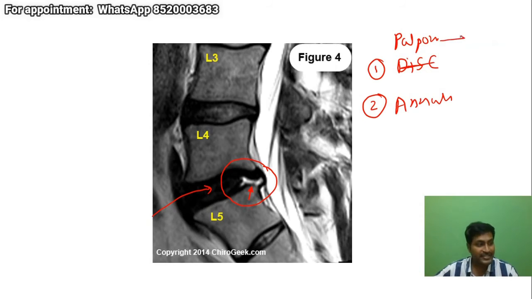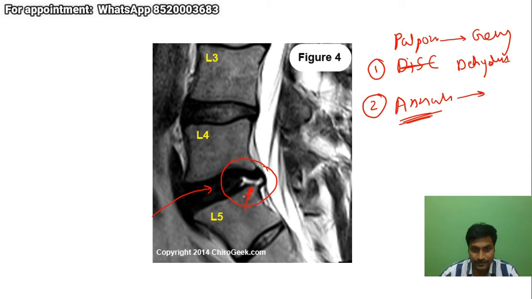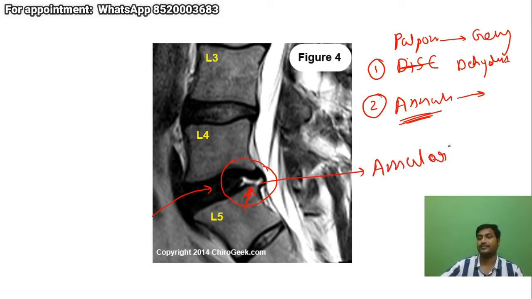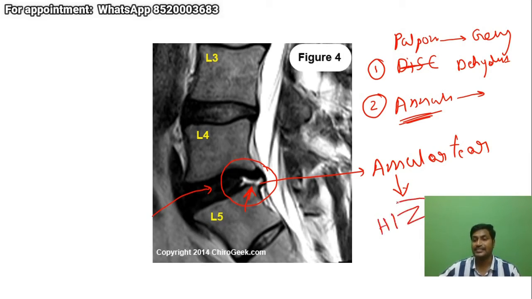So, what happened to the pulposus? What happened to the annulus? The pulposus has become gray, so there is dehydration. What happened to the annulus? Can everyone see this arrow? This is an annular tear. This is seen as an HIZ, known as a hyperintense zone.